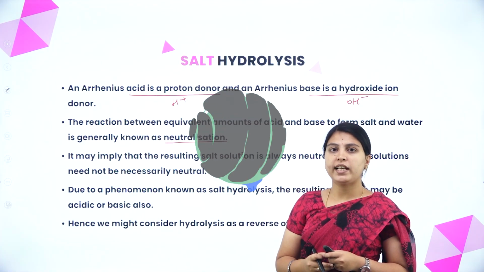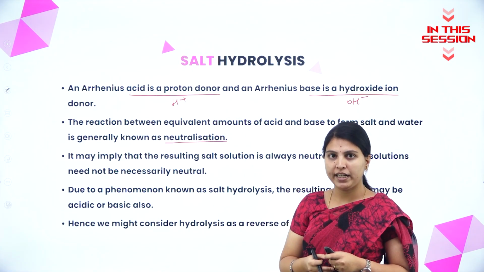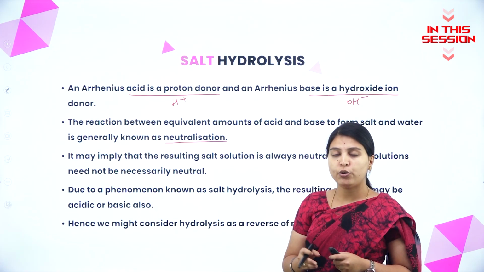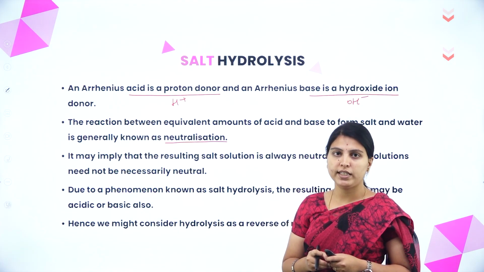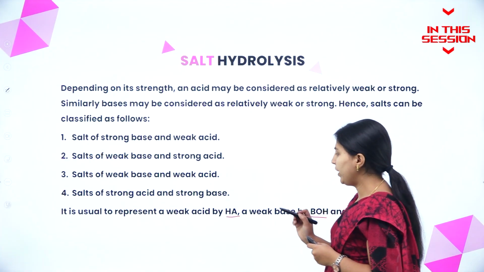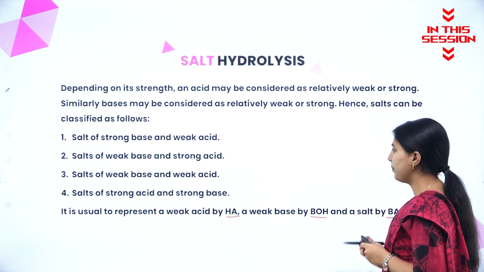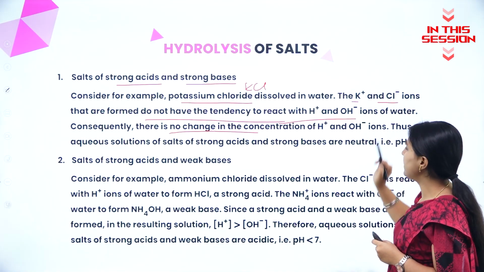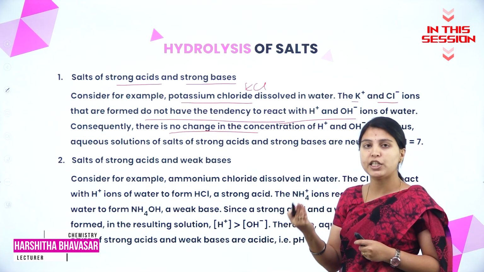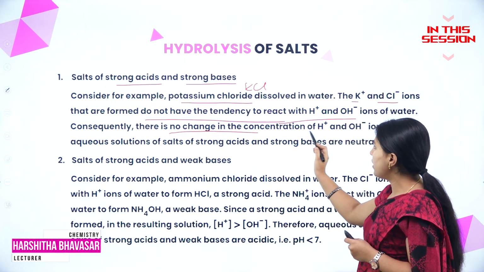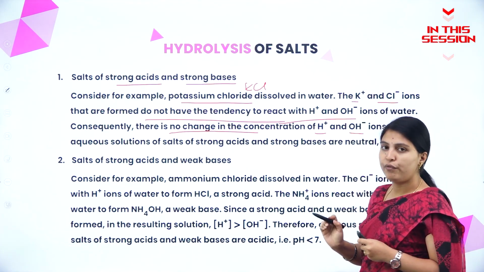When the reaction takes place between acid and base, salt and water will be formed. That overall reaction is called neutralization. Usually we represent a weak acid by HA, a weak base by BOH and a salt by BA. K plus and Cl minus, if they do not react with H plus and OH minus ions, then the concentration of H plus and OH minus will not change.